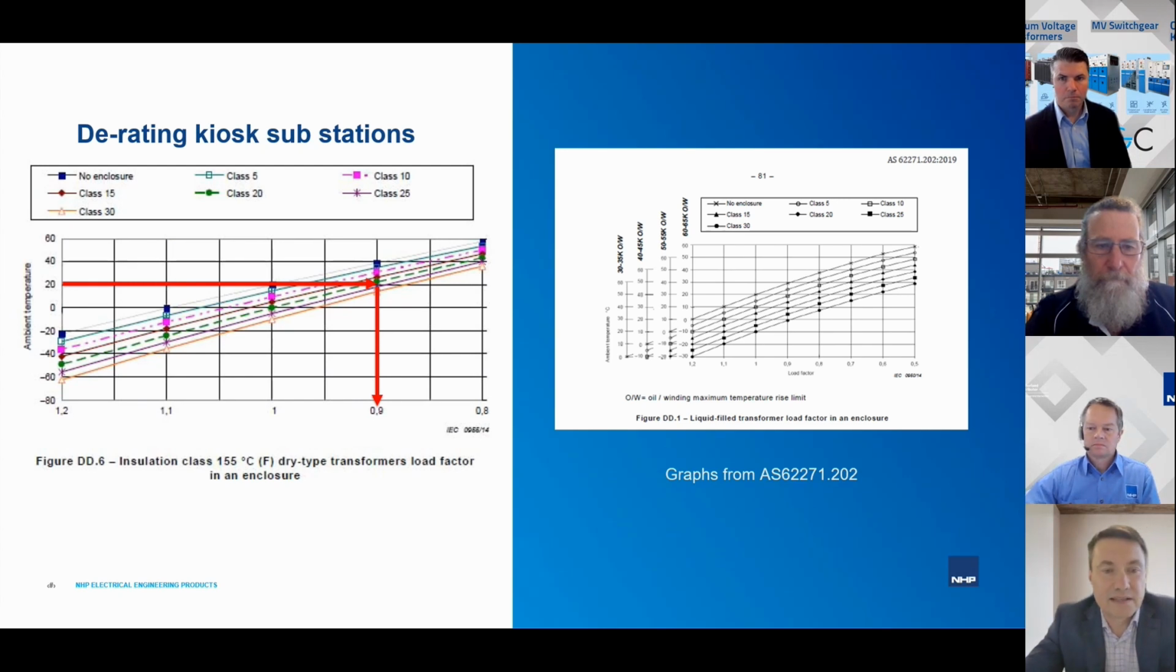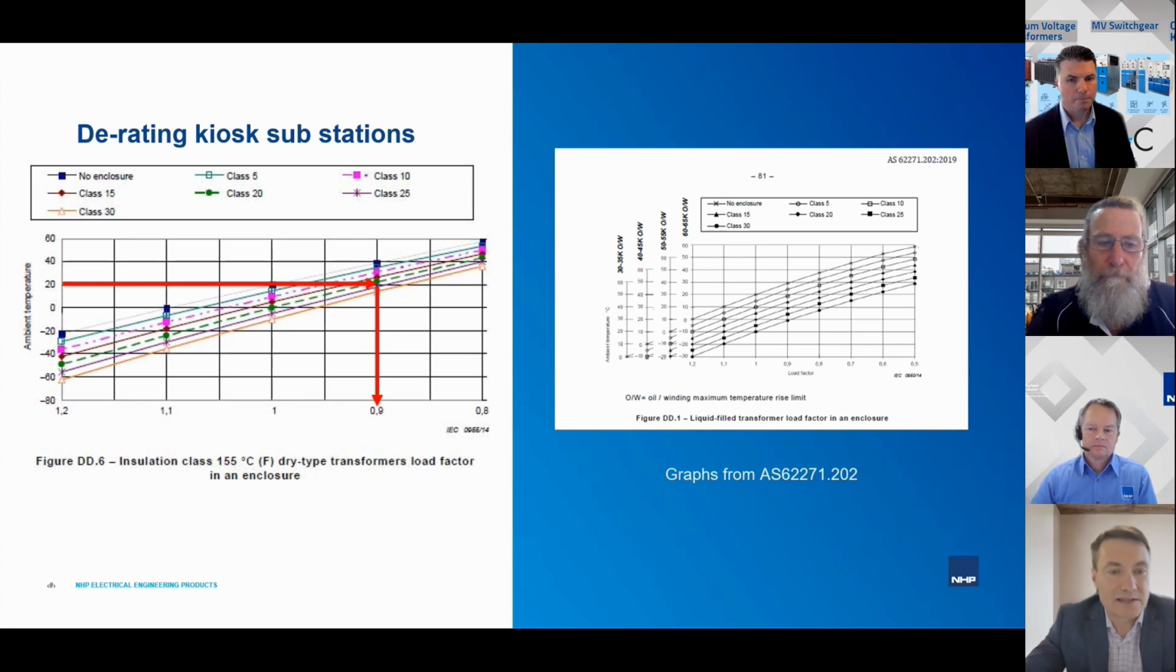So first of all, the standard defines enclosure class. And what is the class of enclosure? It is essentially the temperature rise that will happen inside that enclosure when it's loaded to 100% output. So if, let's say, the enclosure class is 15, that means the temperature rise inside the enclosure versus the outside ambient temperature is going to be 15 degrees. The way to determine the enclosure class can be either by modeling or by testing. And there is a type test method defined in the 62271 standard on how to measure enclosure class.